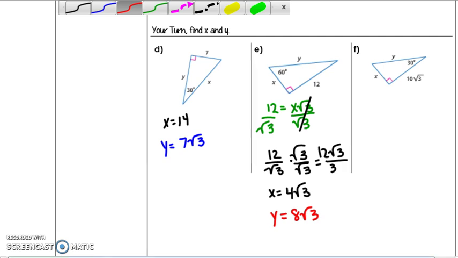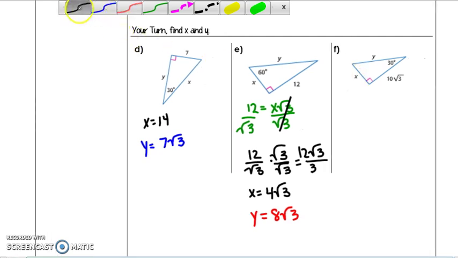So again, try that last one if you want to on your own. Otherwise, you can check when you're ready here. 10 radical 3, so we're going to undo the radical 3 with it to get our short segment. It's just this first part there, so 10. And then we want to double it. So y is 20. Double our short side to get the hypotenuse.